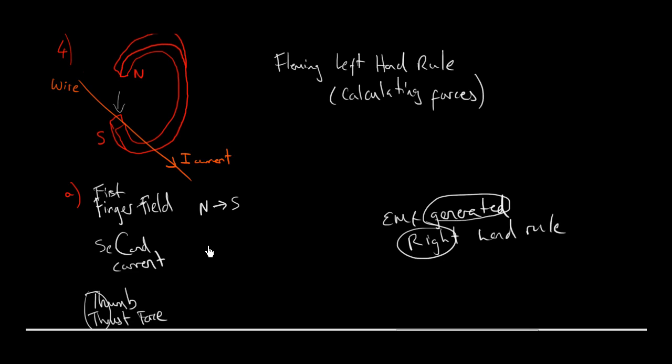So if your index finger is going down and your second finger is for the current going that way, then your thumb should be pointing basically into the screen in that kind of direction. So the force should be going in that direction, and the wire will move that way. Part B asks, explain what will happen to the force on the wire if the current through the wire is increased. If the current is increased, then the force will be stronger, so the wire would move in that direction even more.